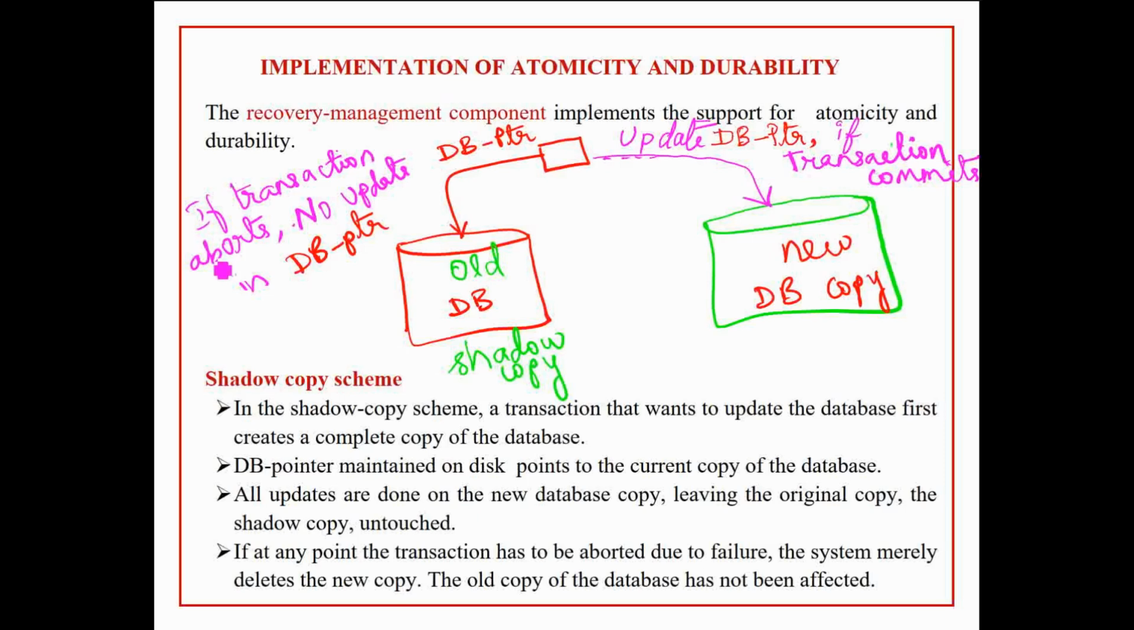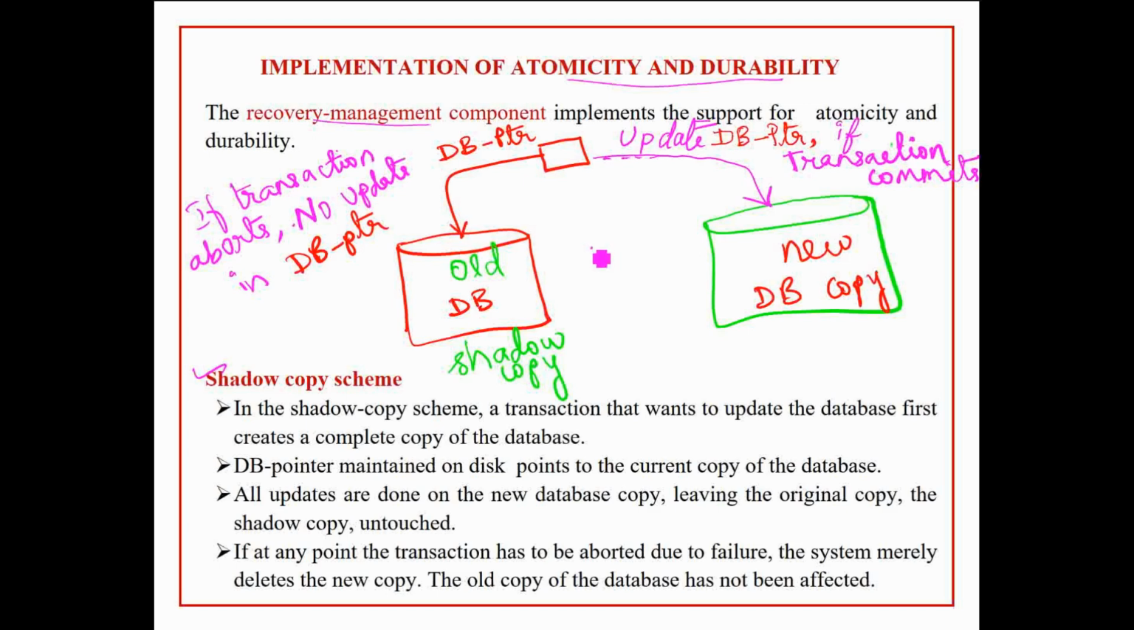Hello viewers, in this video we are going to discuss what is shadow copy scheme and how it is used to implement atomicity and durability properties when a transaction is executed. And this scheme is used by the recovery management component of a database system because it is responsible for implementing atomicity and durability properties for every transaction even in case of system failure.